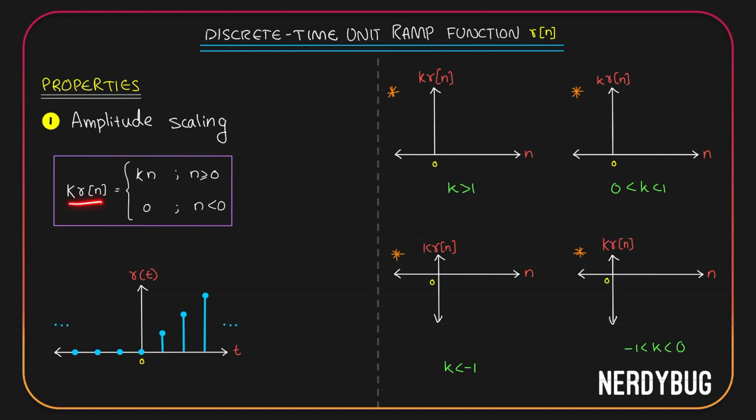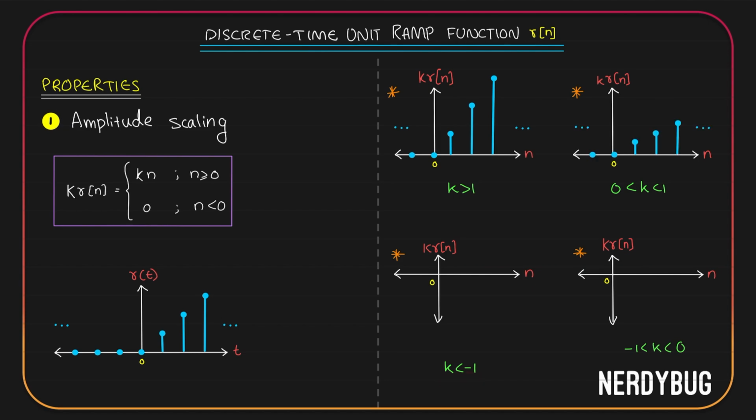R of n gives n, so k r of n will give us kn if n is greater than or equal to 0, and still 0 when n is less than 0. We can take different cases. If k is greater than 1, every value will be multiplied by that number, so our graph will look like this. If k is between 0 and 1, the magnitude will again be scaled by k, so it will become lesser than what it was earlier. Our graph is going to look like this.